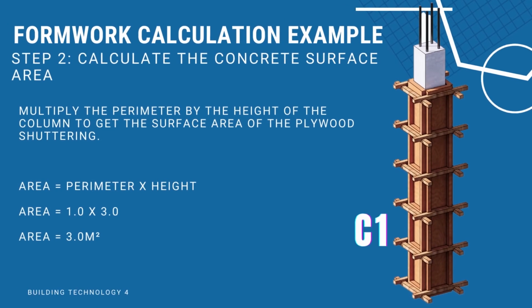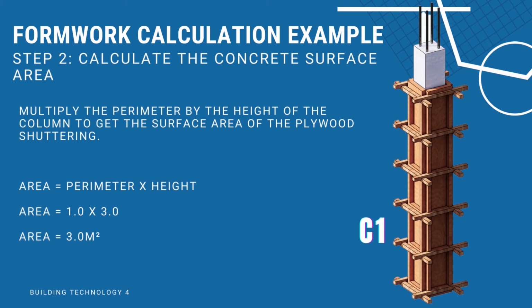For step 2, calculate the concrete surface area. Multiply the perimeter by the height of the column to get the surface area of the plywood shuttering. So area equals perimeter times height. Ang area nga ginkuha ta kagina is 1 meter times 3, which is the height of the column. So area equals 3 meters squared.